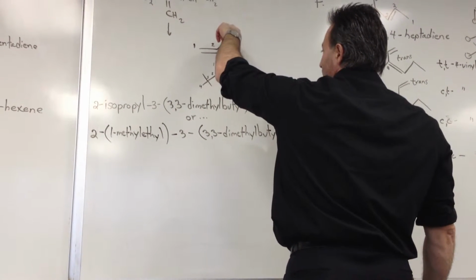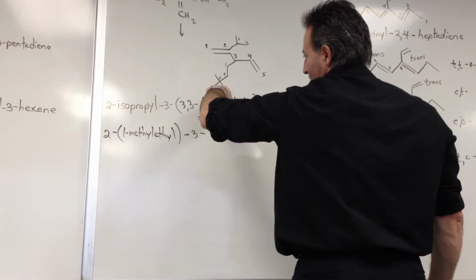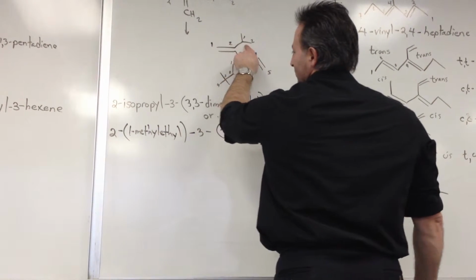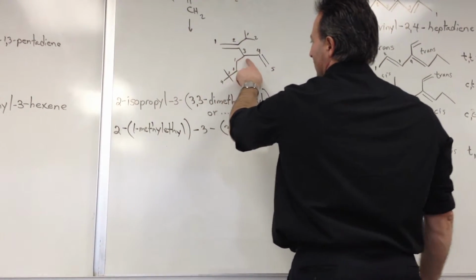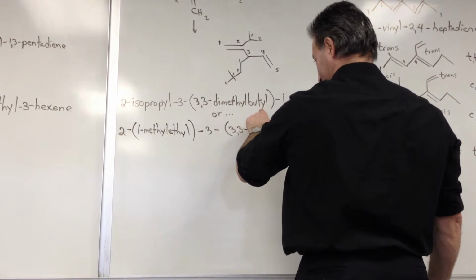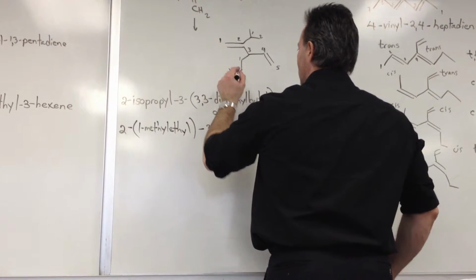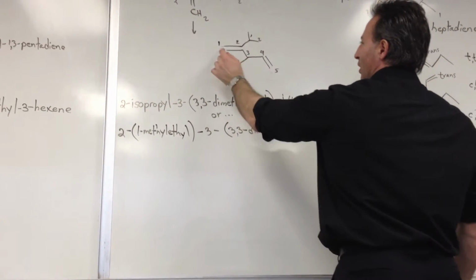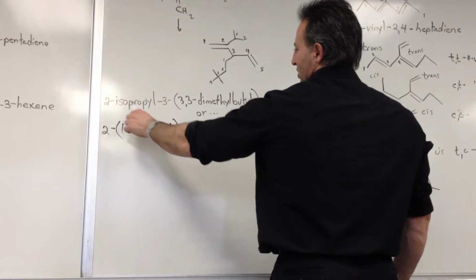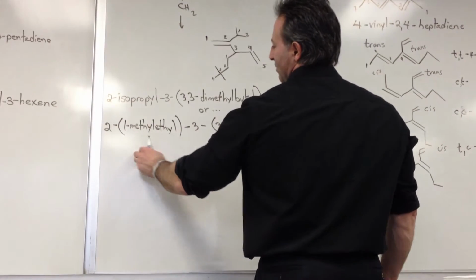This is an isopropyl group. This is a butyl chain that's been substituted with 2 methyl groups at the third position. So we end up naming it 2-isopropyl, 3 open bracket, it's a butyl group with 2 methyl, so it's 3,3-dimethylbutyl. Close the bracket. 1,4-pentadiene.